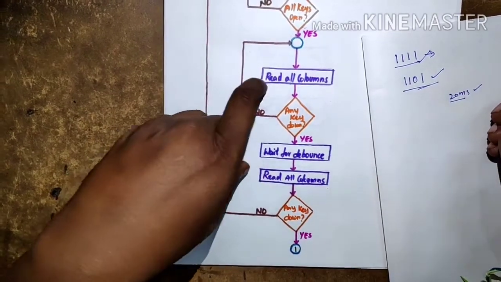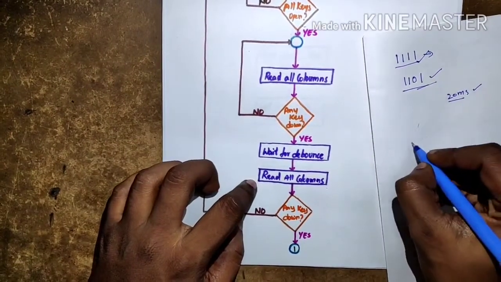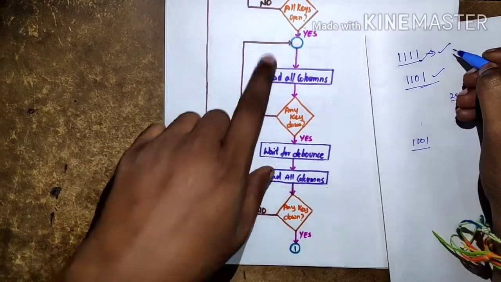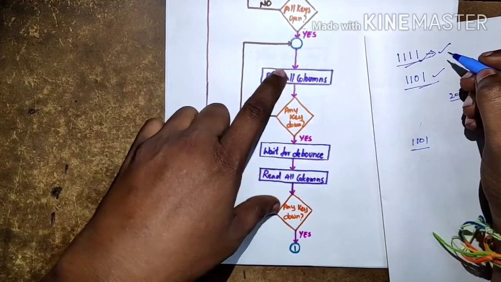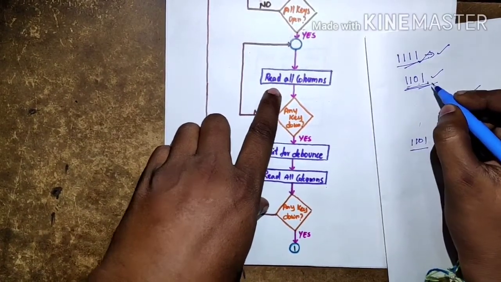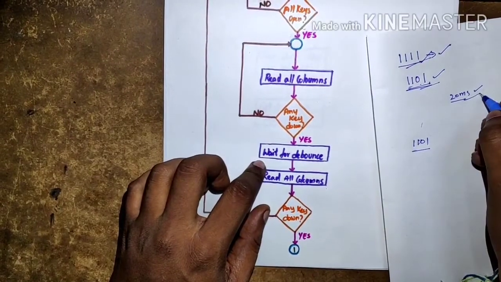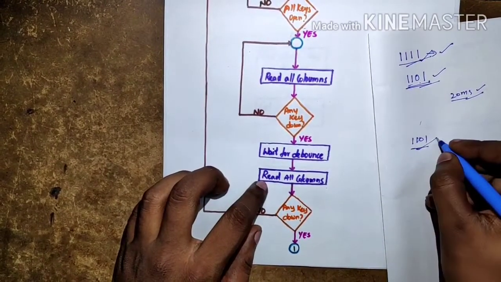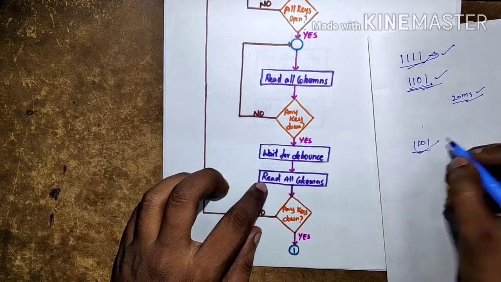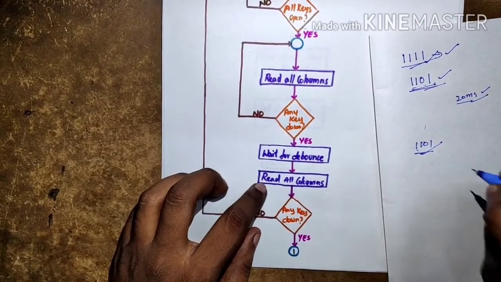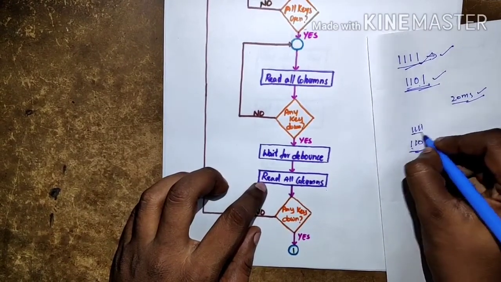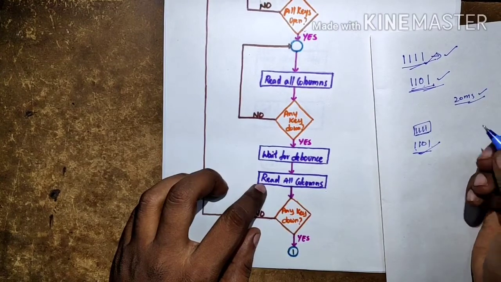Initially the column value was all ones, and when we read, we got 1101. That's why we wait for 20 milliseconds, and afterwards we will read our columns again. If our column value is still 1101, that means there is a key press, and it will confirm that there is a key press. If the value is 1111, it means there is no key press.